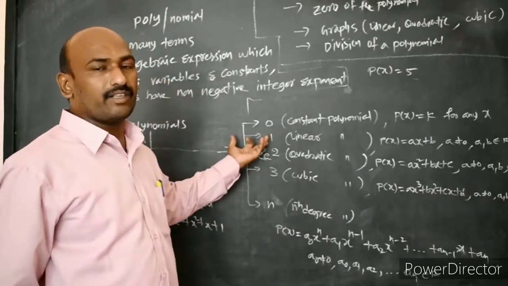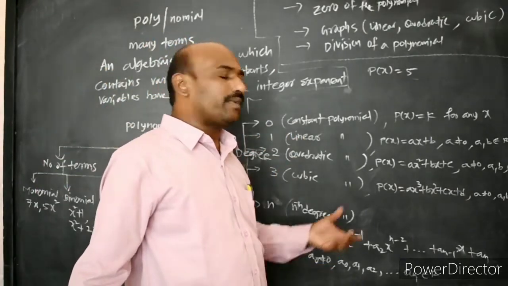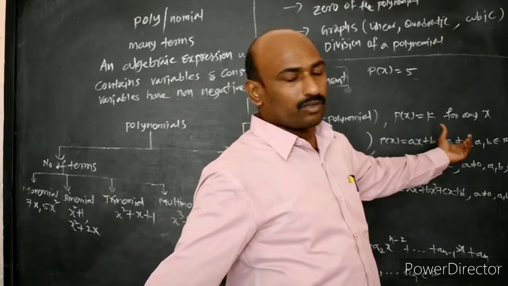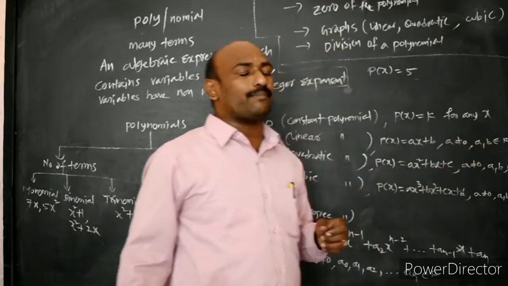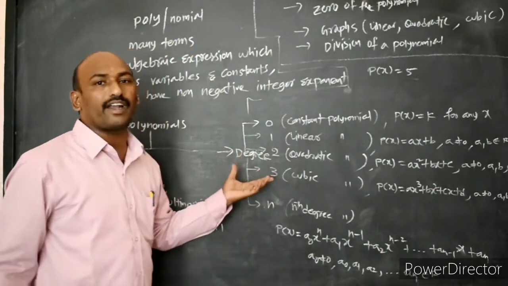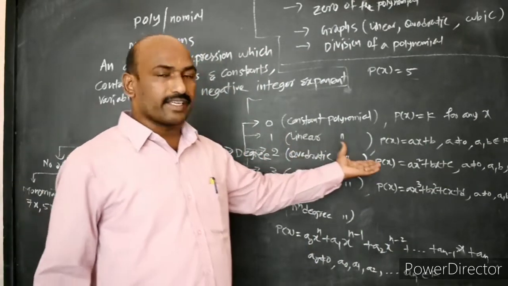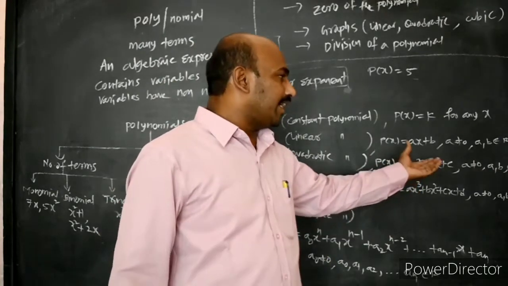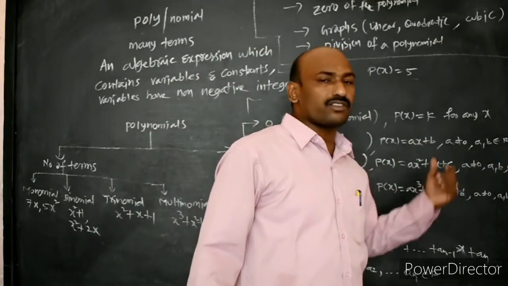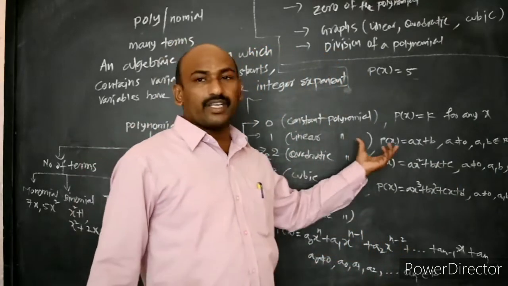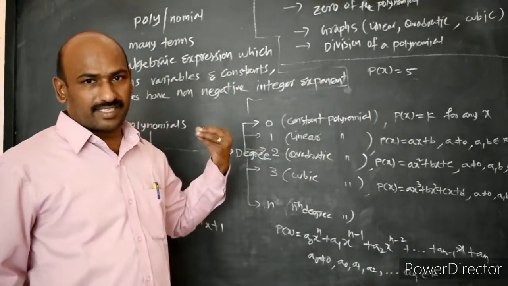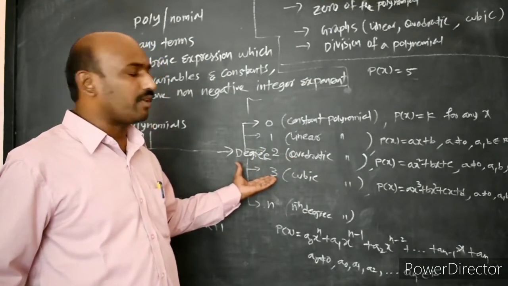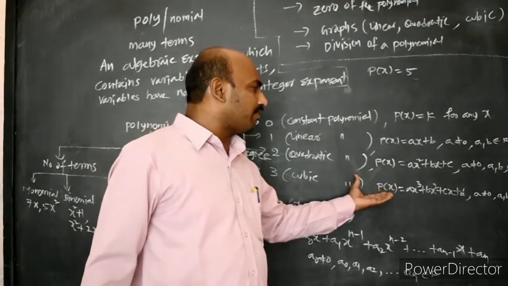If you go with degree 1, we call it a linear polynomial, and the general form is p of x equal to ax plus b, where a is not equal to 0, and a, b are real numbers. In the same way, degree 2 means quadratic. We can write the general form p of x equal to ax square plus bx plus c, where a is not equal to 0, and a, b, c belong to real numbers. This quadratic we can use again in quadratic equations. That is also important.